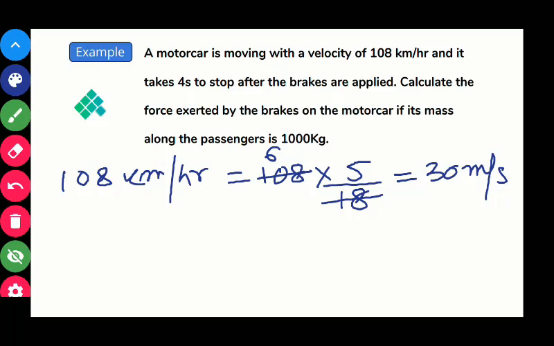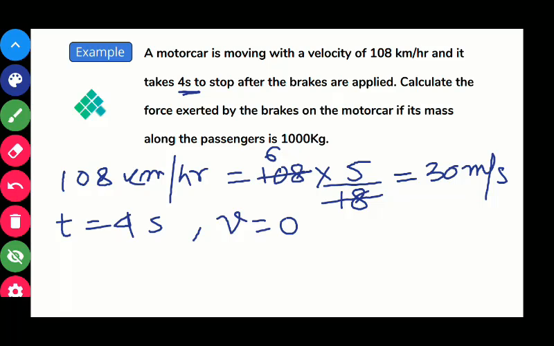Now it takes 4 seconds to stop. What is 4 seconds there? It is the time required to stop it, right? When the brakes are applied, that means it will stop. Therefore, the final velocity should be 0. Just learn the way that I am solving that numerical.